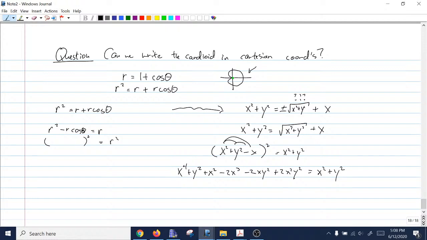Y is only squared, isn't it? Huh. So if I group all the y squareds together on one side and all the x junk on the other side, I can solve for y squared. This isn't actually as bad as I thought it was going to be. Okay. Y squared, x squared cancels with that. I can just clear those out. That's even easier. So I got x to the fourth minus 2x cubed minus y plus y squared times 2x squared minus 2x.